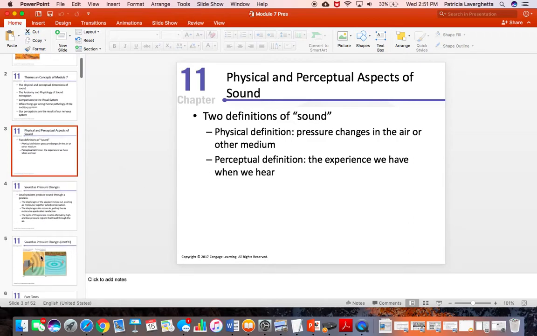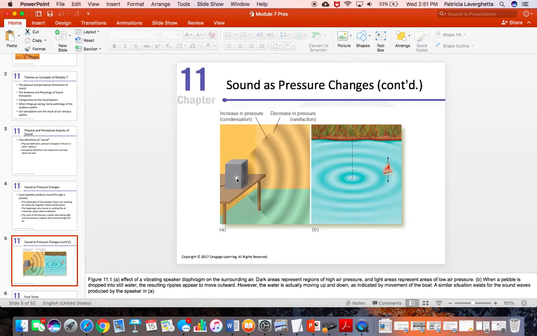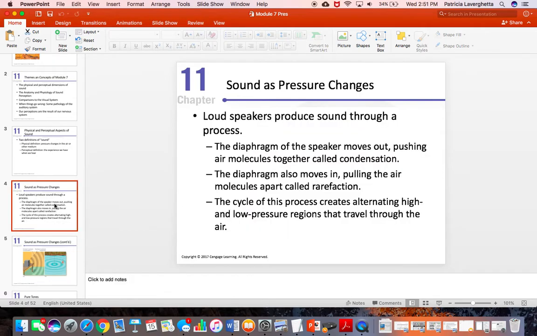And you can see here, there's a speaker, what looks like a little tiny bookshelf speaker with its little diaphragm there, which, as it alternates back and forth at certain frequencies, is creating these variations in sound pressure changes, where you have high and low pressure, essentially. Air molecules are alternating between being crammed together and being pulled apart. And that's what the definition here is. The diaphragm of the speaker moves in and out. And that's essentially what it's doing.